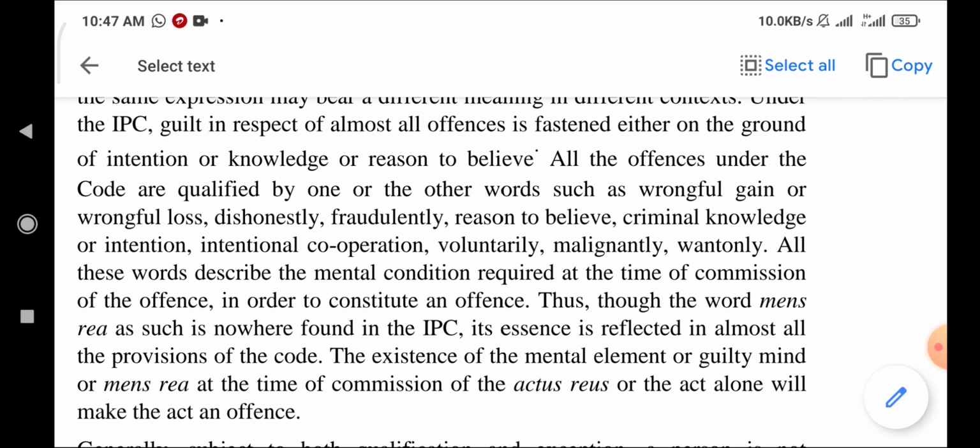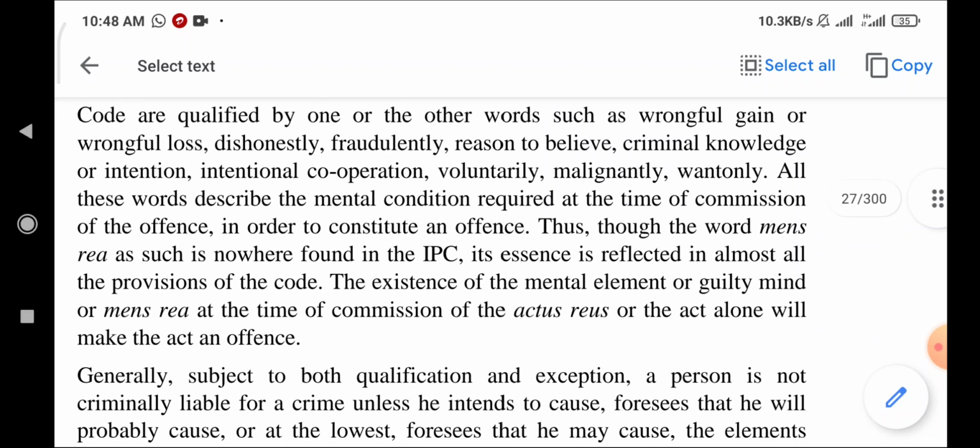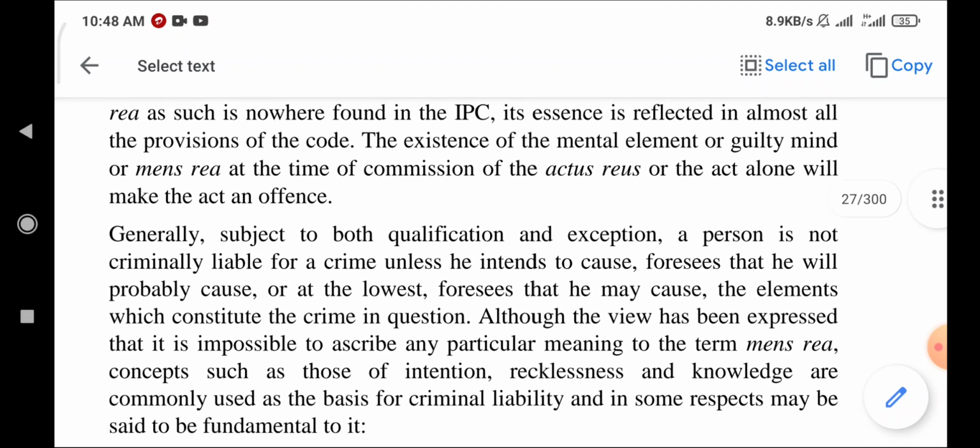In order to constitute an offense, though the word mens rea as such is nowhere found in the IPC, that is Indian Penal Code, its essence is reflected in almost all the provisions of the code. The existence of the mental element, or guilty mind, or mens rea at the time of commission of the actus reus, or the act, alone will make the act an offense. Generally, subject to both qualification and exception.